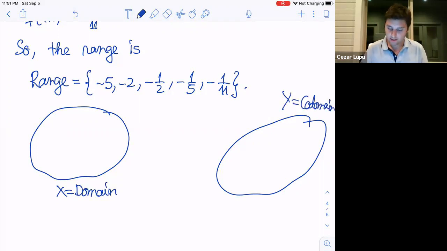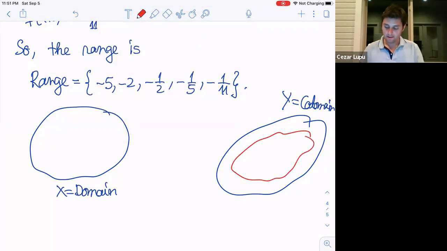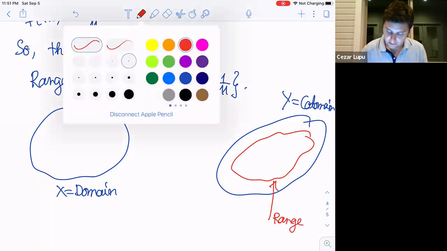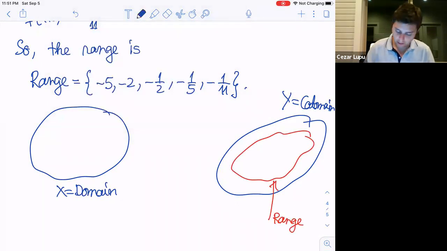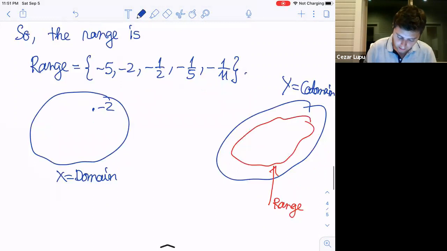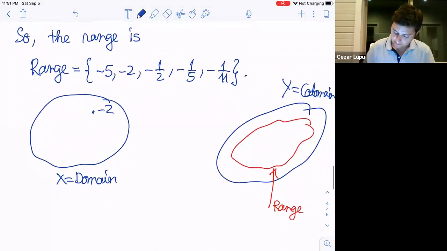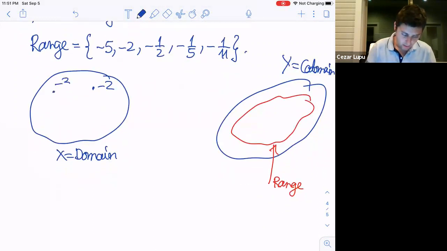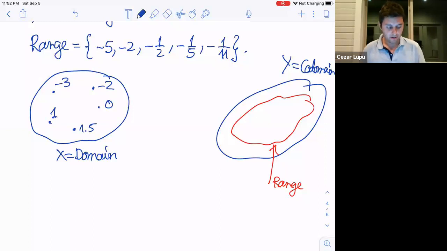And now let's identify the range here, because this will be just a few elements. So this guy will be the range. Now we have these elements. Let's say we have -2, -3 somewhere here, 0, 1, and 1.5. So these elements are sent by my function f. Each one of them is sent somewhere here, right?